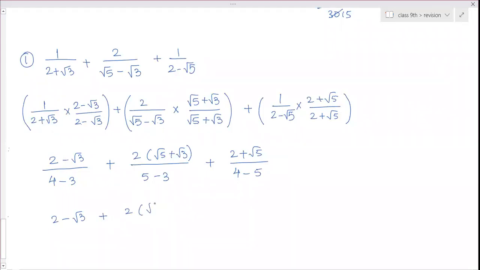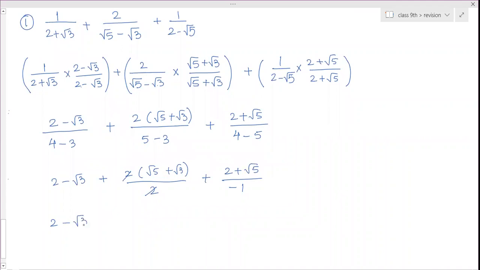So this 2 and the numerator 2 get cancelled. I got the answer. This is minus 1. This minus is applicable to the numerator. So 2 minus root 3 plus root 5 plus root 3 minus 2 minus root 5. So 2 minus 2 cancel. Minus root 3 plus root 3 cancel. Root 5 minus root 5 cancel. Answer is equal to 0.